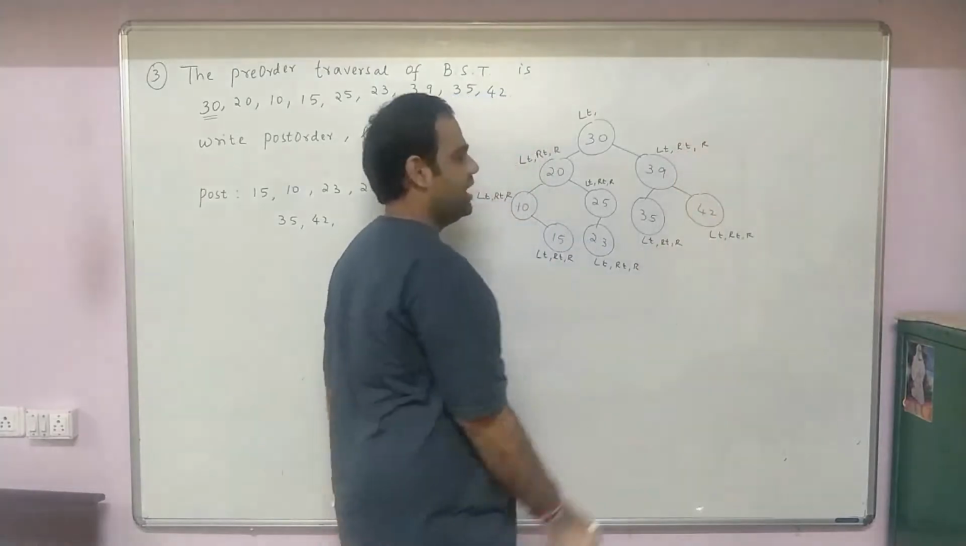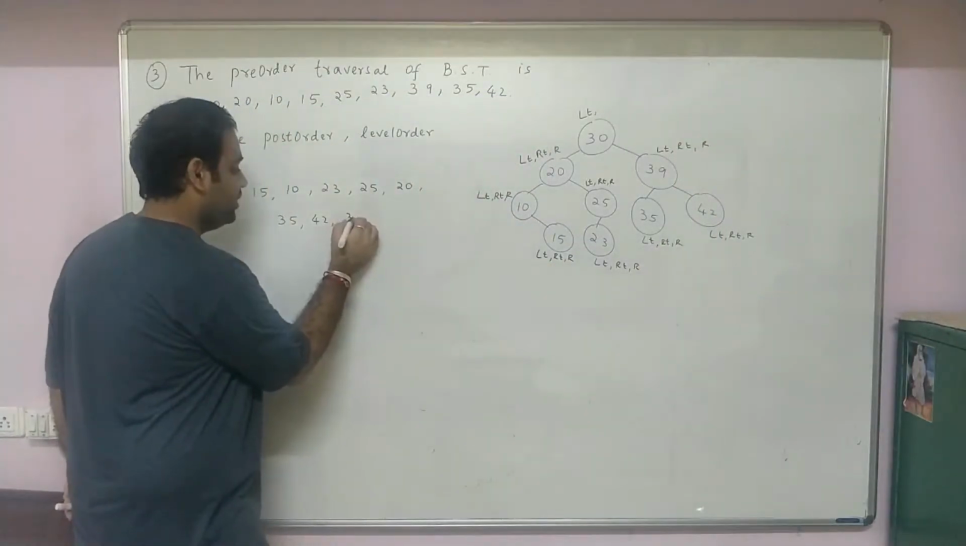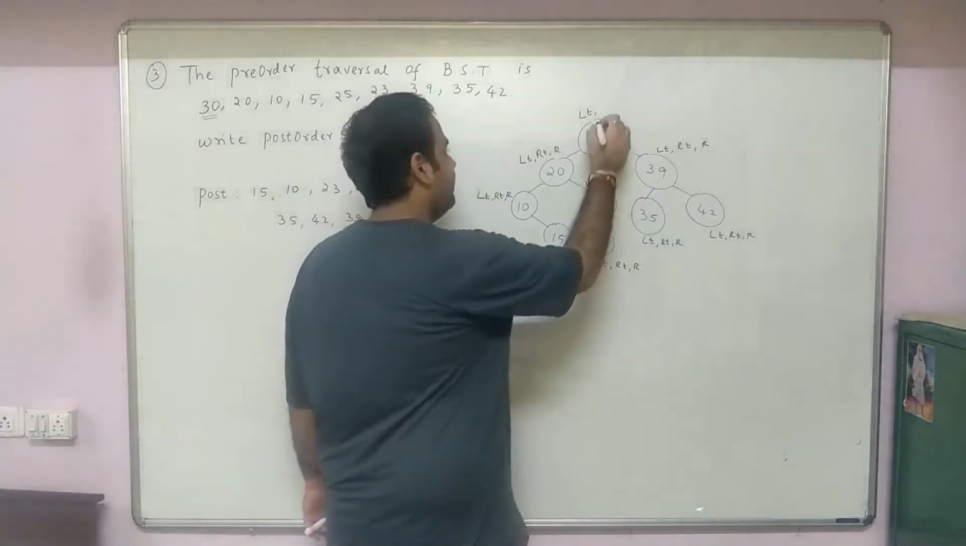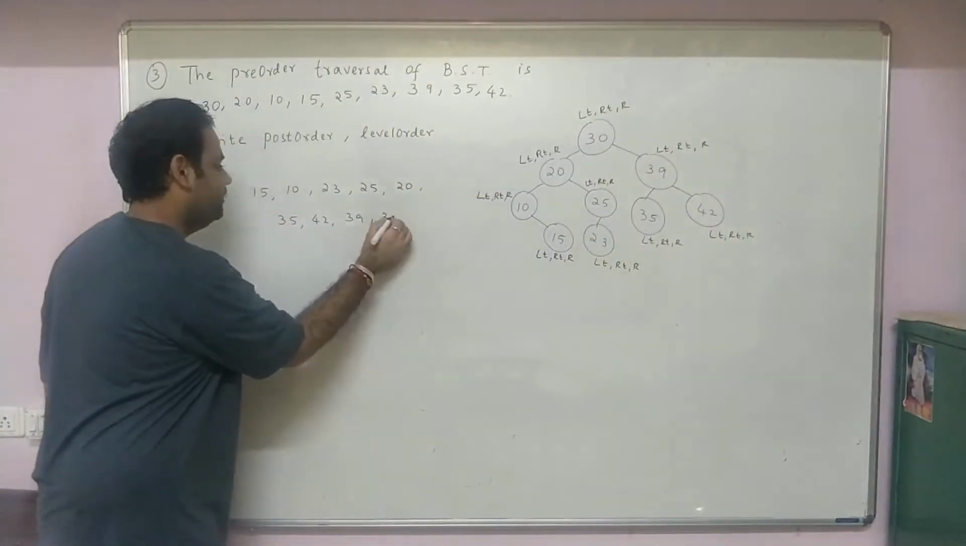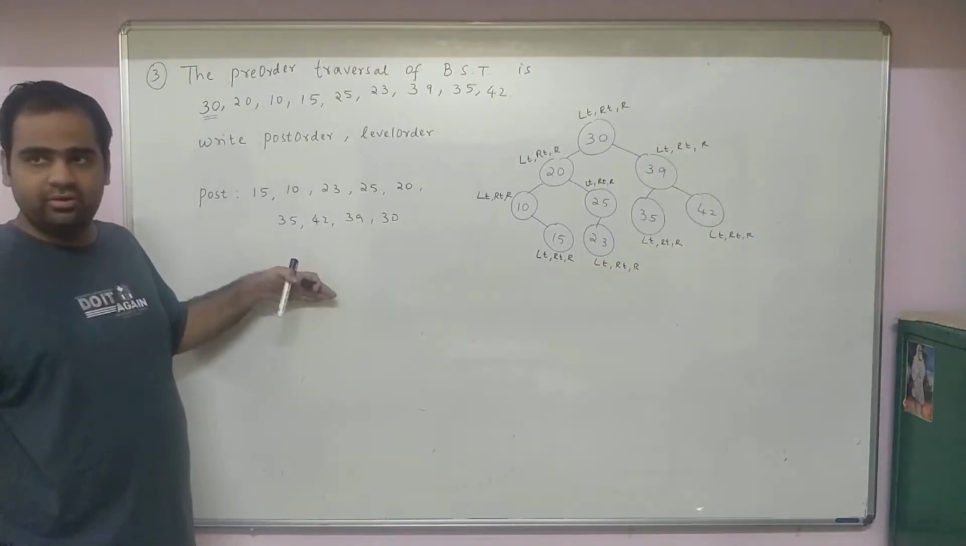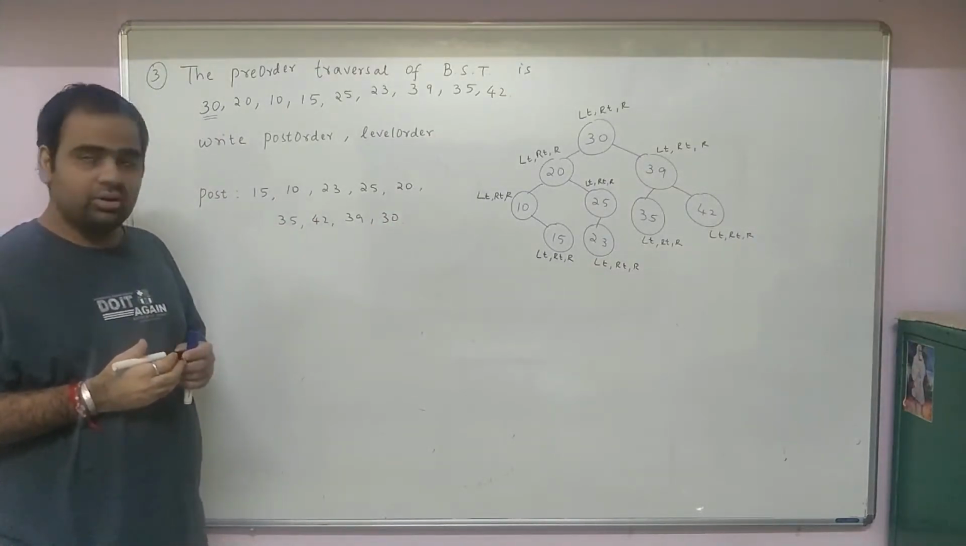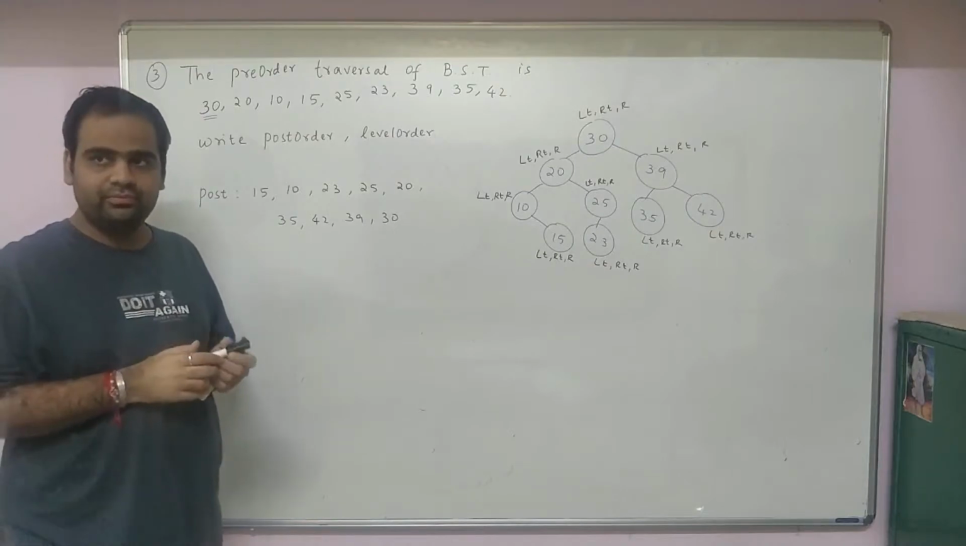Now LHS done, RHS done, you have to process the root, that is 39. All three things done, go back to the parent from RHS and then you process the root, you get 30. This is the answer. Is that okay? This is the answer, and the level order traversal you write down yourself.